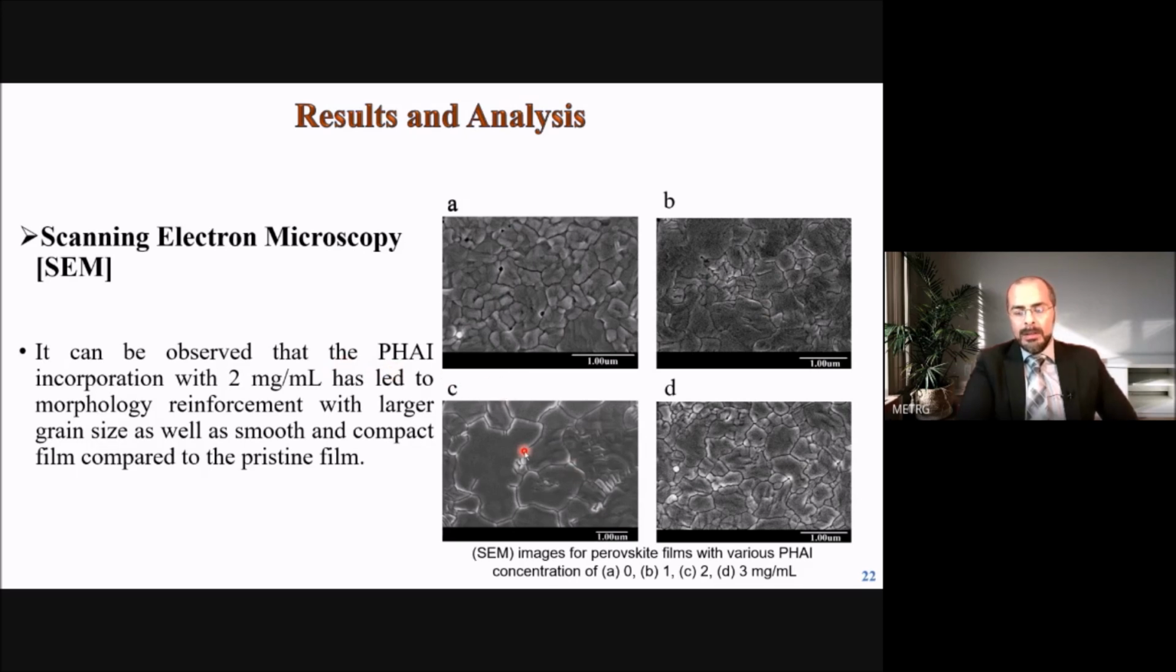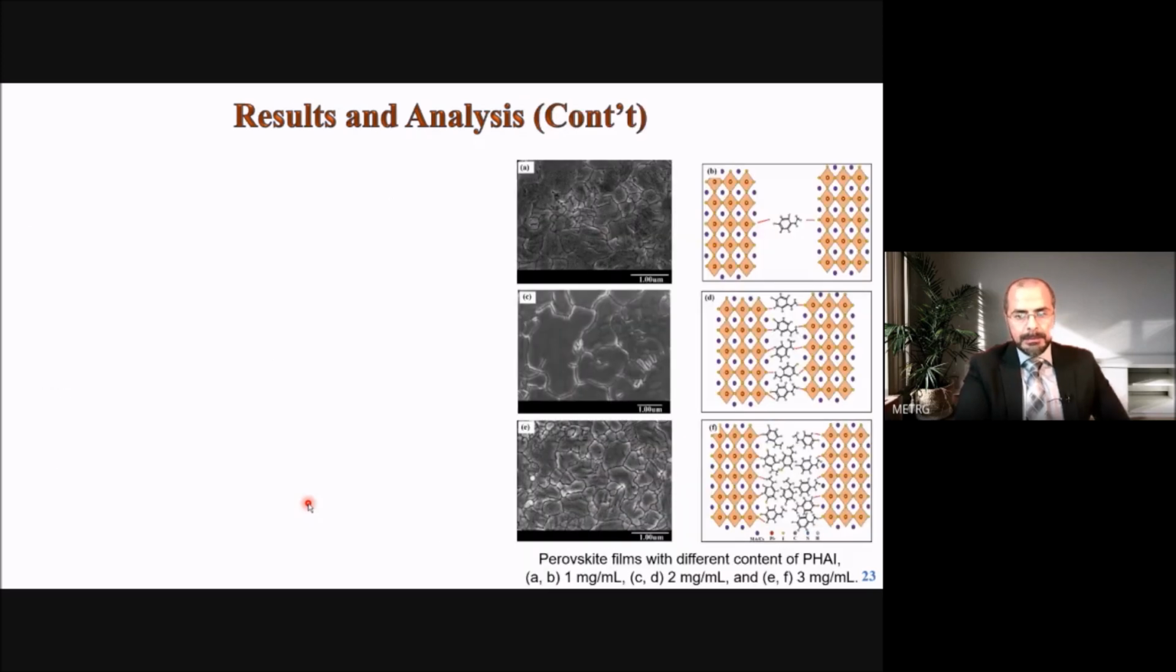So adding only 2 milligrams per milliliter of PHI gives us a good condition where we see smooth surface and we will see bigger grains and the film, where the other three conditions, they are less than the optimal condition. So from this SEM image, we can tell based on the grain size, the third condition where we have 2 milligrams per milliliter is the best.